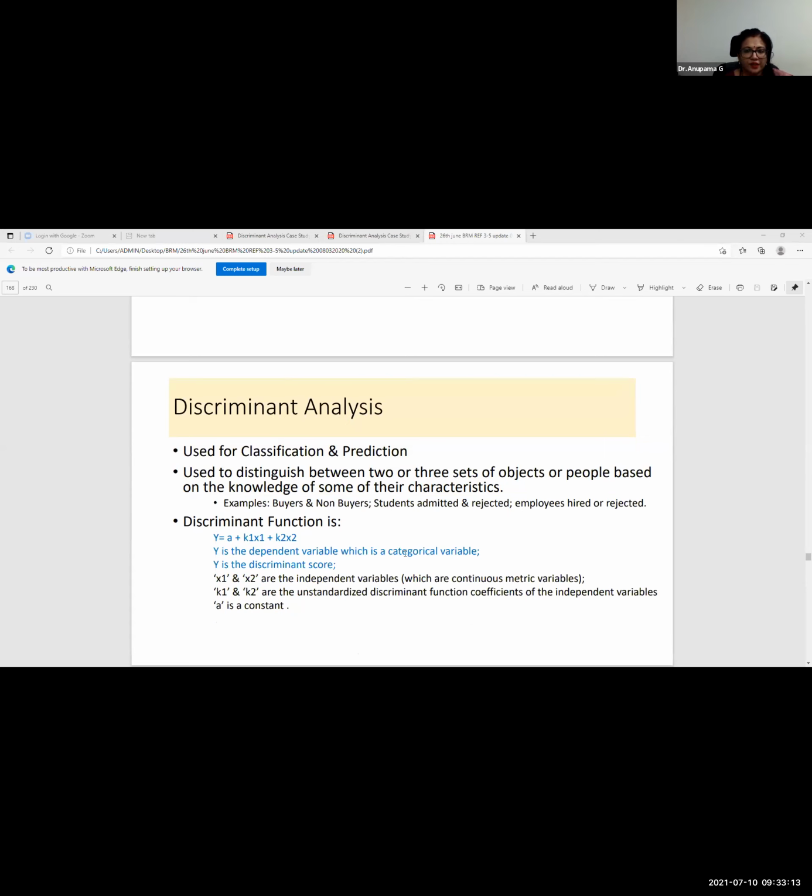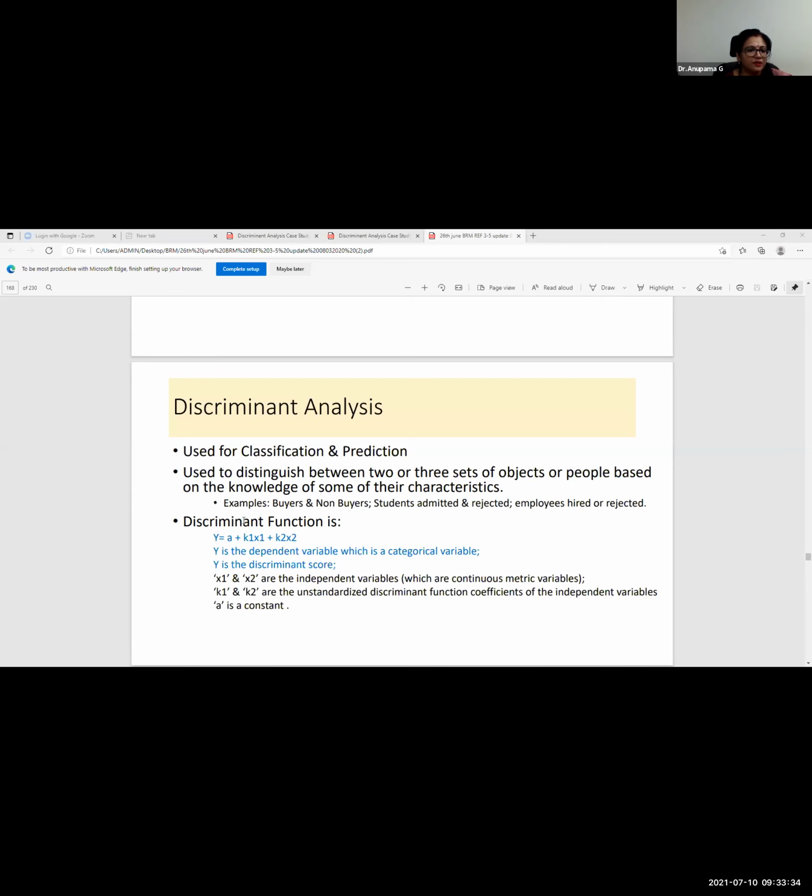The theoretical part says that discriminant analysis is used for classification and prediction, like you saw in the two examples. Discriminant analysis is also used to distinguish between 2 or 3 sets of objects or people based on the knowledge of some of their characteristics. All right, done with the case study. It is easy to understand.